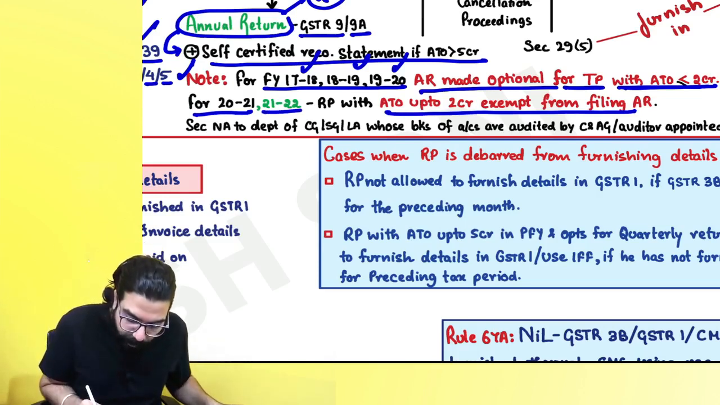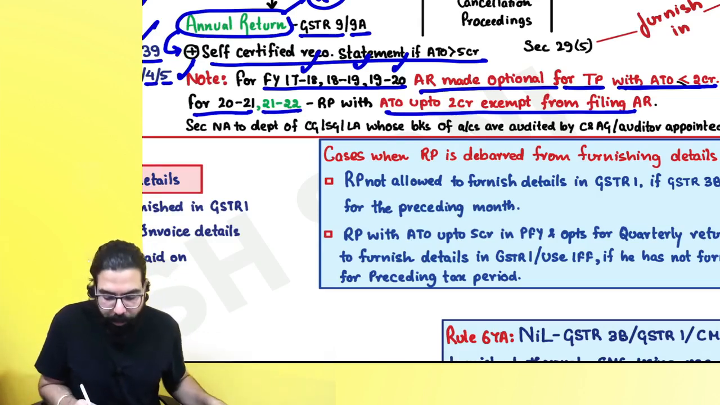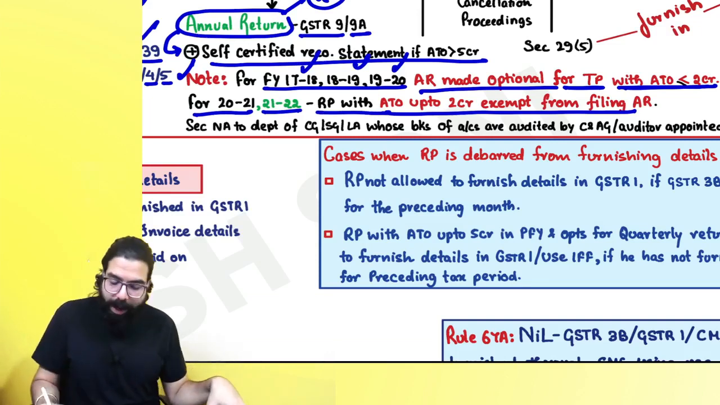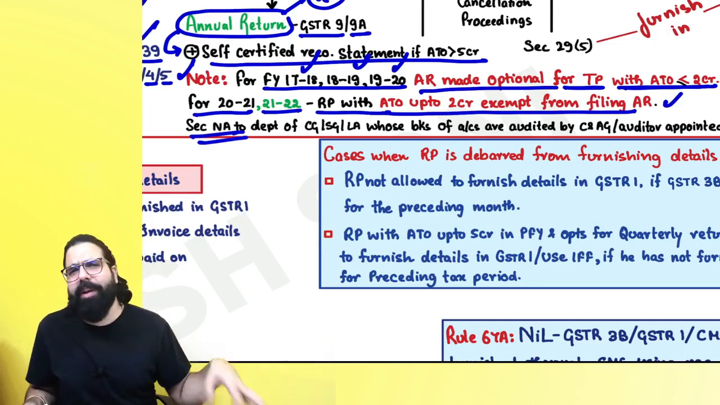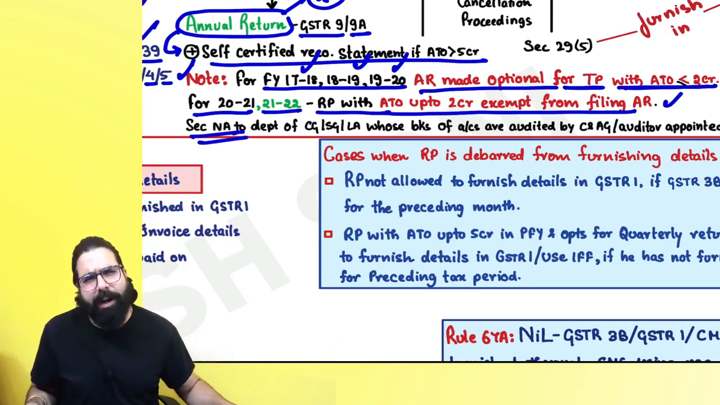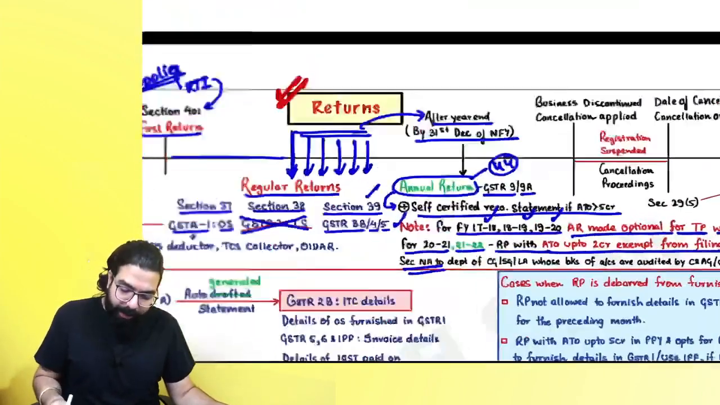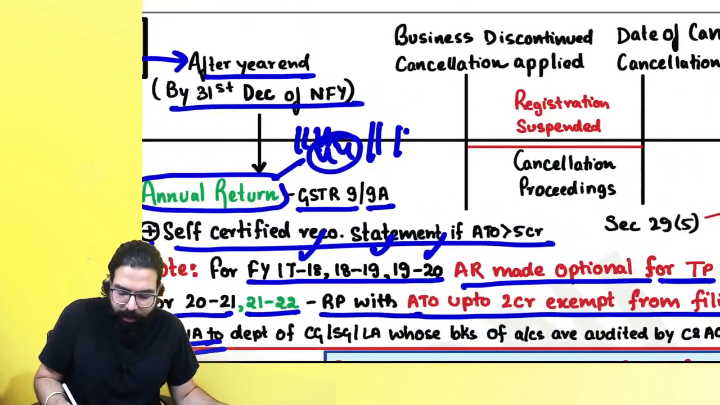But then for 21-22 also, with the amendment, registered persons with aggregate turnover up to 2 crore are exempted from filing the annual return. And this section is not applicable to the central government, state government, local authorities, basically those whose books of accounts are audited by the CAG or an auditor appointed under their law. Now, I kept filing regular returns, annual return, regular return, annual return.